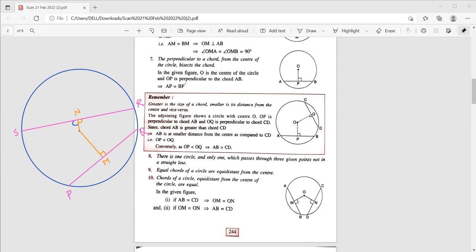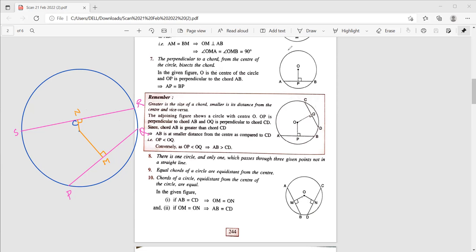CN is much smaller than CM. Why? Because CN is the distance of a chord which is larger than PQ. So the greater the size of the chord, the smaller is its distance from the center, and vice versa.